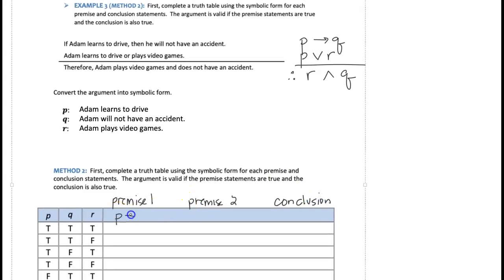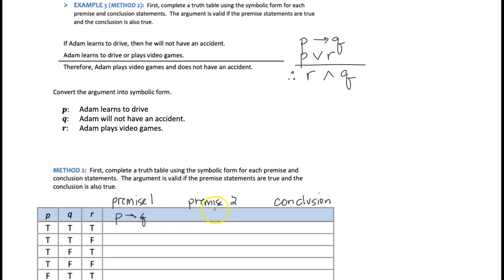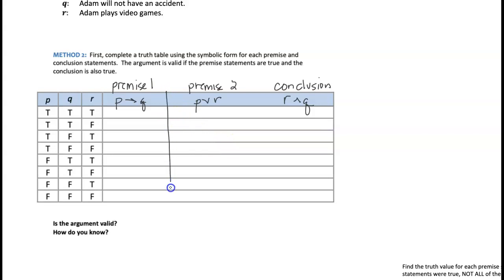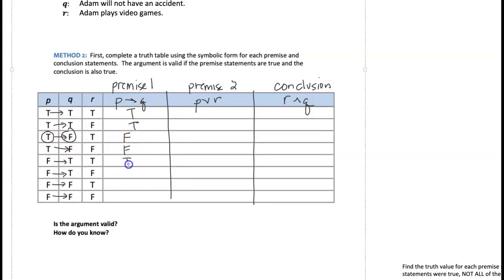Premise 1 is if P, then Q. Premise 2 is statement P or R. And the conclusion is statement R and Q. And we need to complete that for all 8 cases. Premise 1, we're looking at the statement P implies Q. And if you want to scan through, the ones that give us a false truth value is when we have a true antecedent and a false conclusion. And all the rest end up with a true truth value.